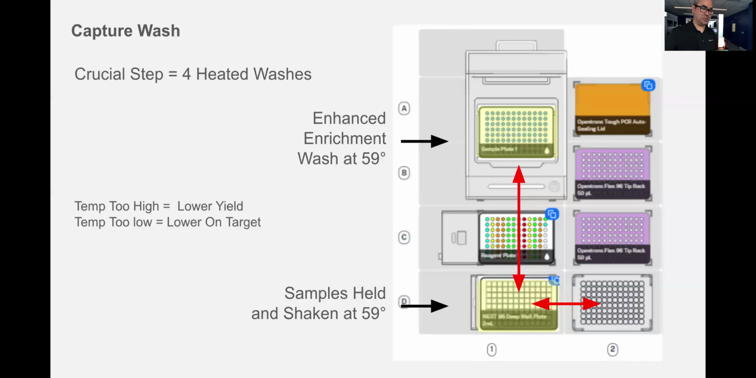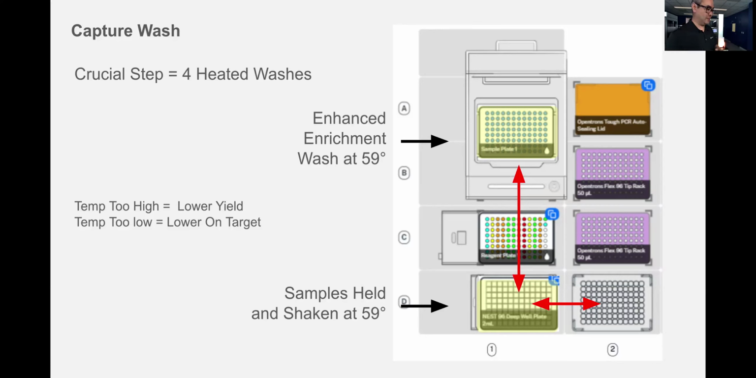If your temperature is too high, the capturing is going to be a little too stringent. Only the strongest, perfectly matched target molecules will stick, and everything else will get washed away. And when you go through that last amplification, your yield is going to be very low. You'll have just a smidgen of library.